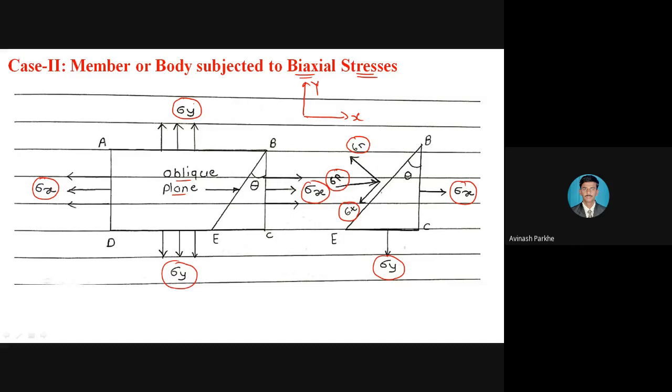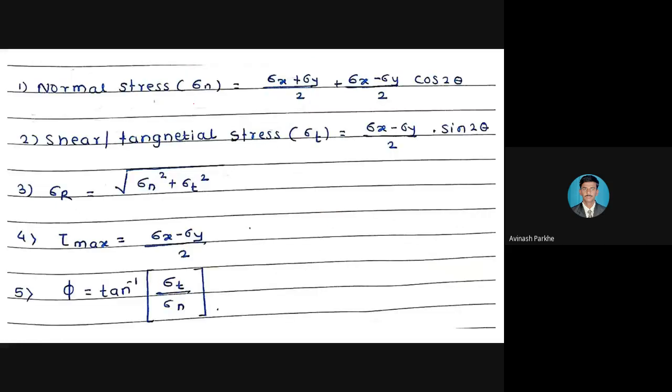Represent the value or position of sigma n, sigma t and the resultant stress on the oblique plane. Sigma n is always perpendicular, sigma t is always parallel, and sigma r is present in between the normal and the tangential stress. And tangential stress is also called shear stress. So take this particular figure in your notebook, and these are the formulas.